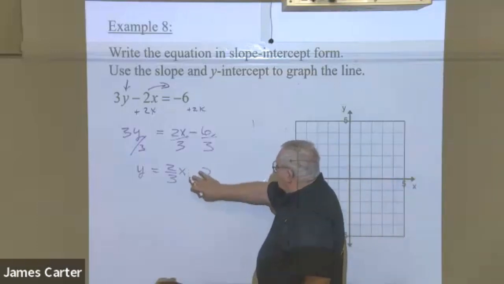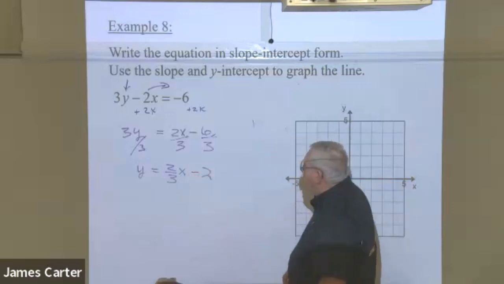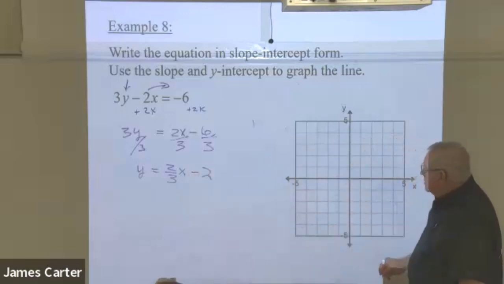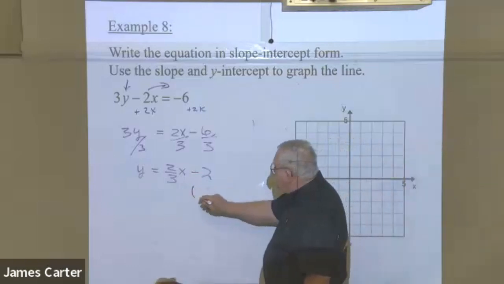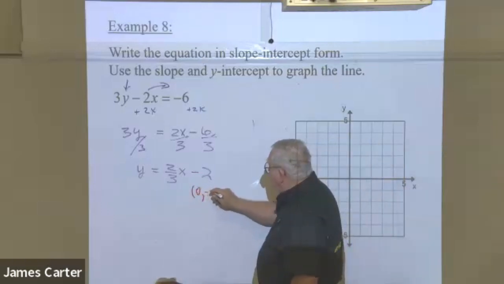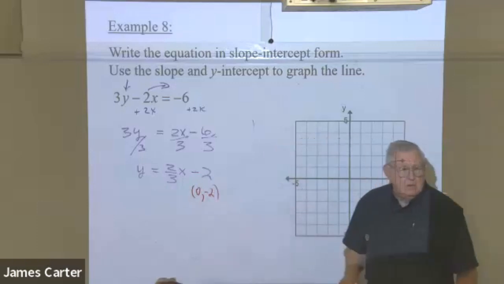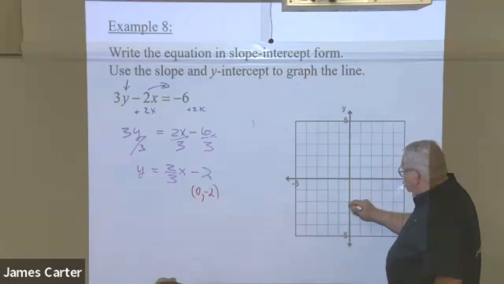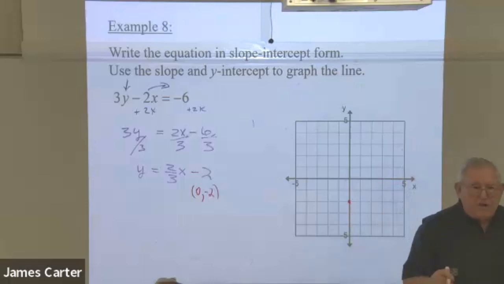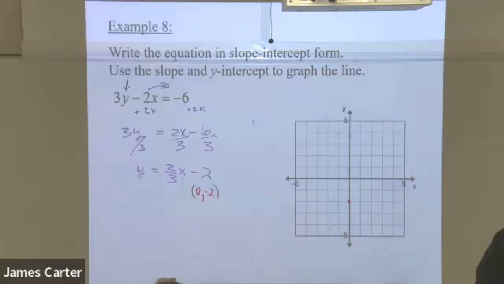Yes, that should be a -2, because I divided by a positive. Okay, so this generates the point 0, -2, right? That y-intercept value. So here's 0, -2. That becomes my anchor point for graphing.